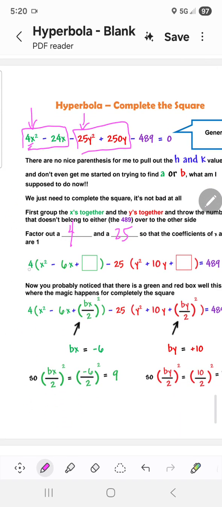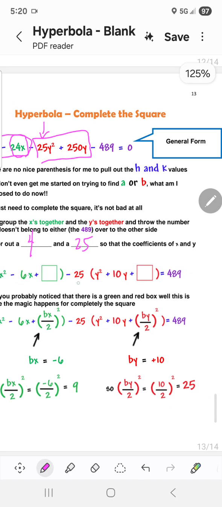When we factor those out, I factor out the 4 that leaves me with x squared. And then you say, oh, well, 4 goes into 24 how many times? 6. And then you need to leave this blank, because that's for where we are going to complete the square. Over here, we factor out the 25. And then we say, how many times does 25 go into 250? 10. And again, you've got to leave the space.